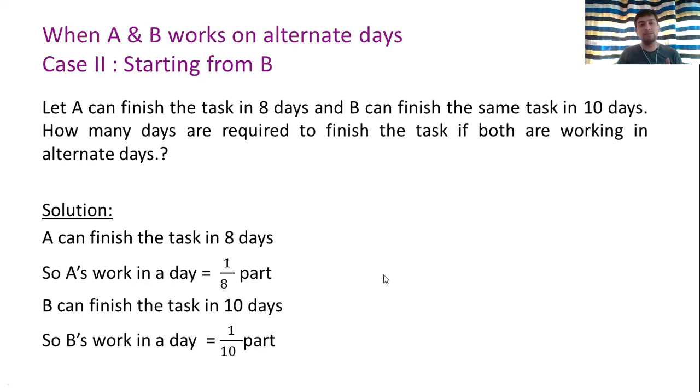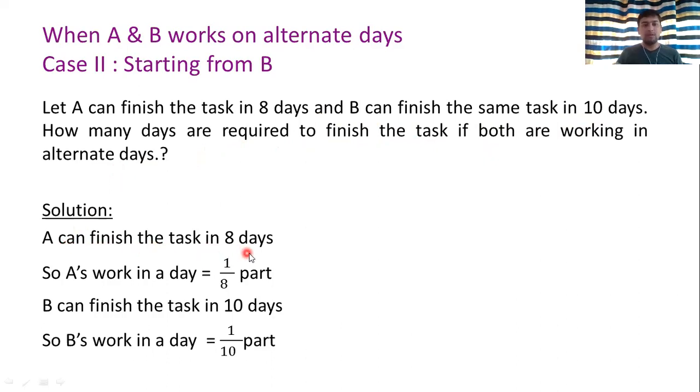That means on 1st day B is working. On 2nd day A is working. On 3rd day B will work. On 4th A will work, likewise. Again the problem statement is the same. If A can finish a task in 8 days, B can finish the same task in 10 days, how many days are required to finish the task if both are working on alternate days? Now the only change is who is working on the first day.